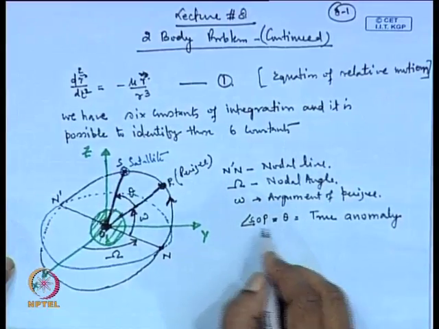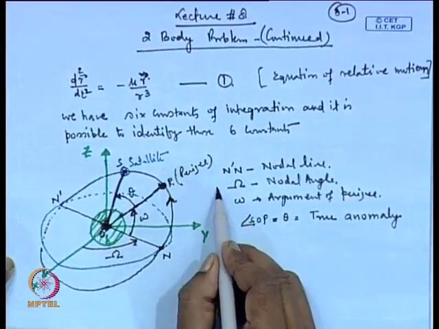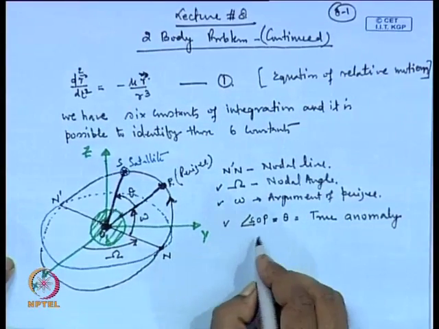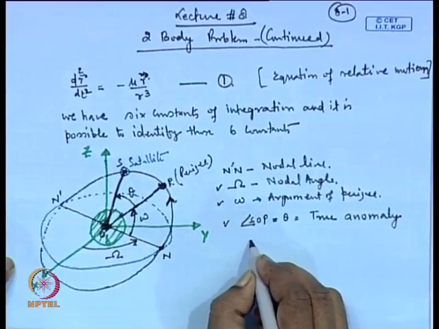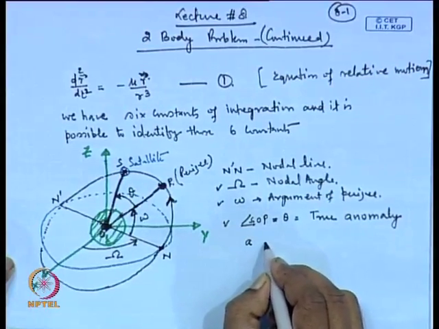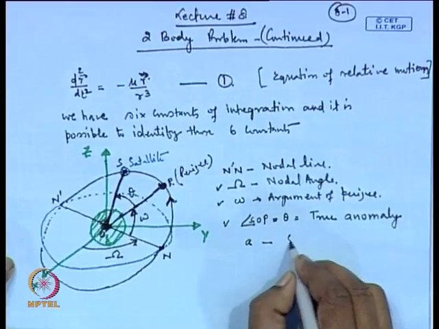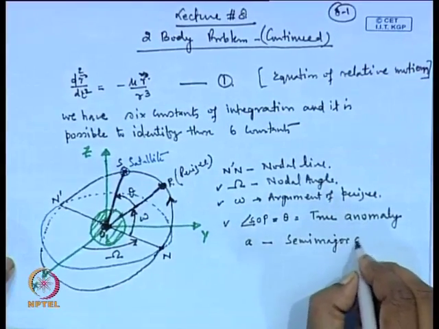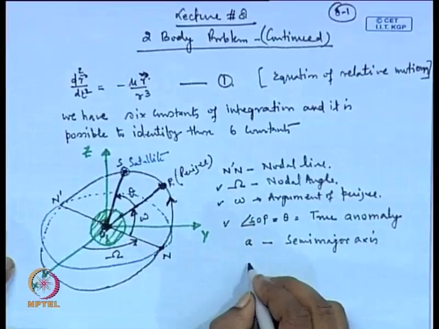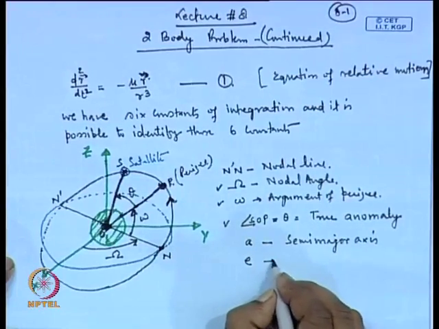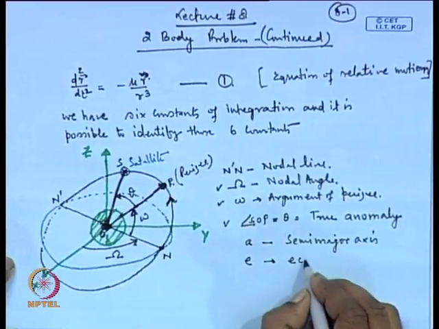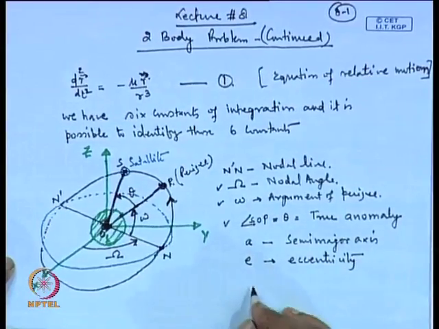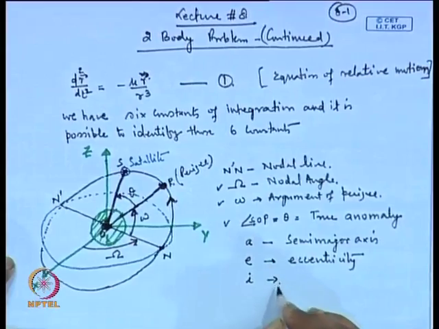Thereafter, we have three constants here: capital omega, small omega and theta. The rest, we are left with three other constants. Out of that, the semi major axis A is another constant, and then E, the eccentricity, and the last one, which is I.